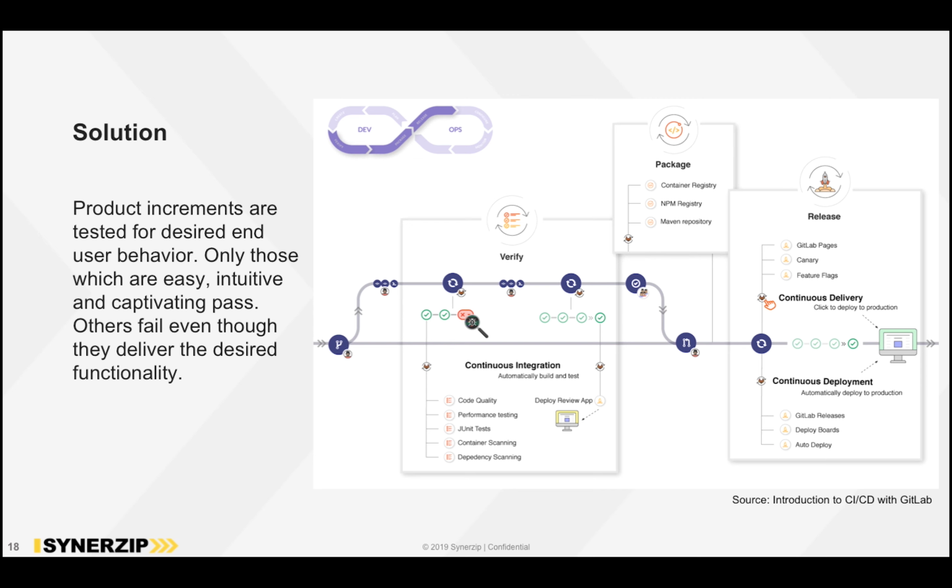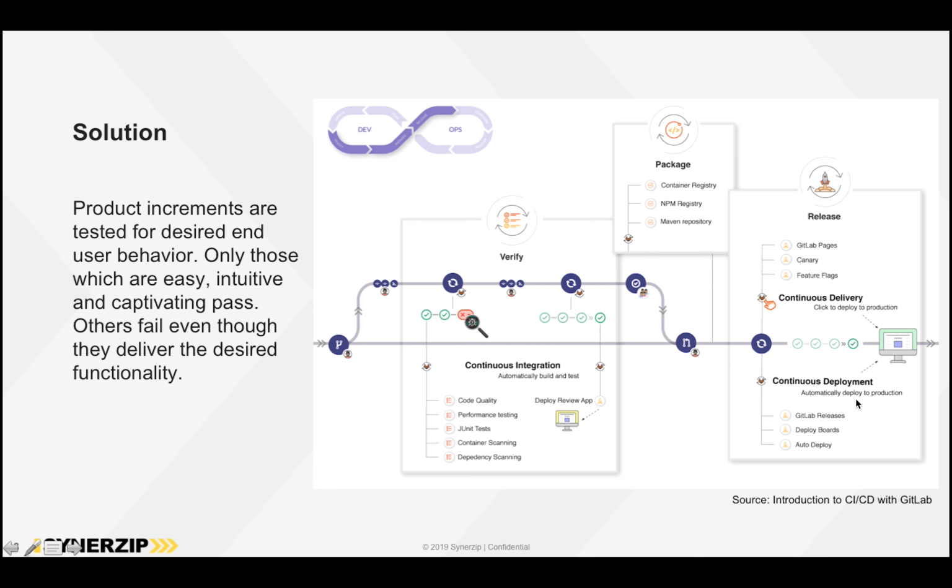These could be Docker images being put into Docker Hub. And then it is released into production. So there you may be using sophisticated tools like GitLab Pages or Canary or feature flags. And we will see the difference between continuous delivery and continuous deployment.